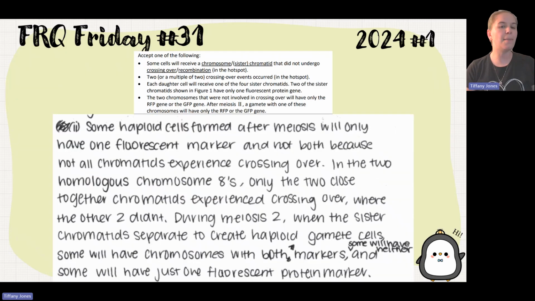So the student said some haploid cells formed after meiosis will only have 1 fluorescent marker and not both, because not all chromatids experience crossing over. In the 2 homologous chromosome 8s, only the 2 close together chromatids experience crossing over, where the other 2 didn't. During meiosis 2, when the sister chromatids separate to create haploid gamete cells, some will have chromosomes with both markers, and some will have neither, and some will just have 1 fluorescent protein marker.